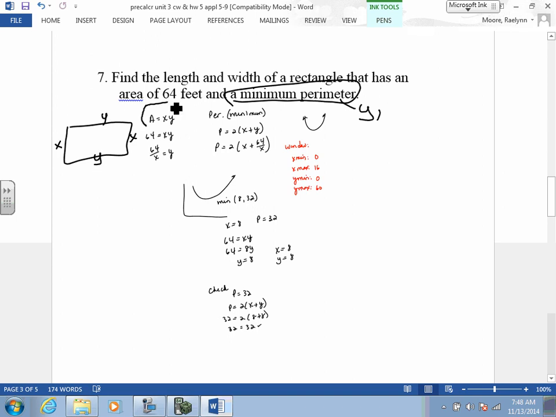Your area, they gave you this piece of information. Your area is 64. And your perimeter is 2X plus 2Y. I factored out a 2 in mine. You don't have to do that. You can leave the 2X plus 2Y. You're going to substitute out your Y, 64 over X. You can just substitute out your Y, you can leave it that way. Either way is fine.